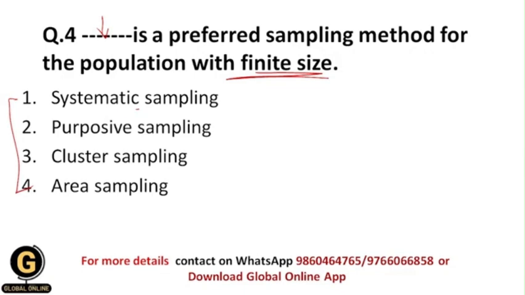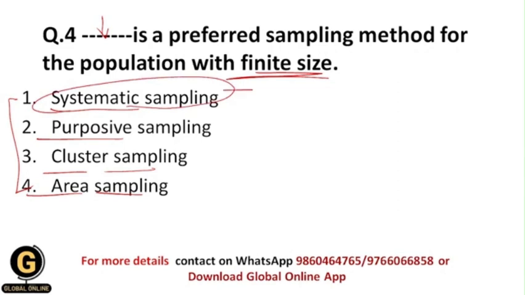So whether it is systematic sampling, whether it is purposive sampling, whether it is cluster sampling, or whether it is area sampling. So as I have told you earlier in this video, in the systematic sampling technique we know the size of the population. That means the size of the population is finite over here, and that's why we are able to make the intervals of the whole population, like 1 to 10, 10 to 20. And that's why whenever the population size is finite, then our preferred sampling method is systematic sampling, okay, which is a random sampling technique.